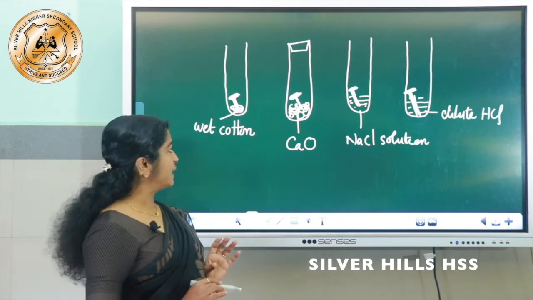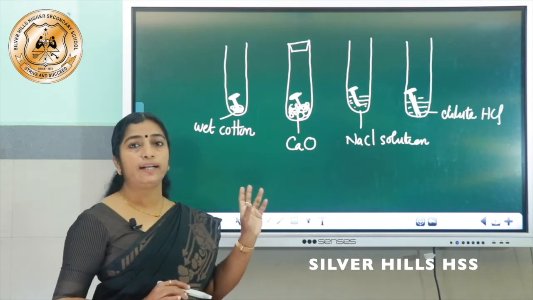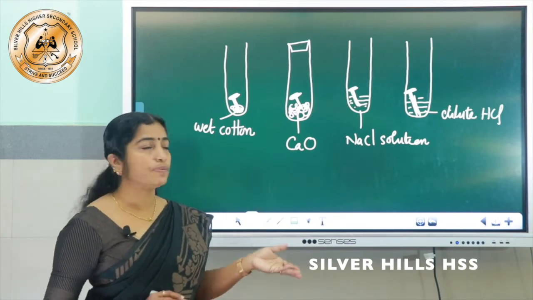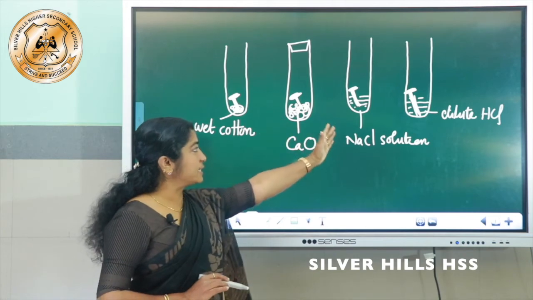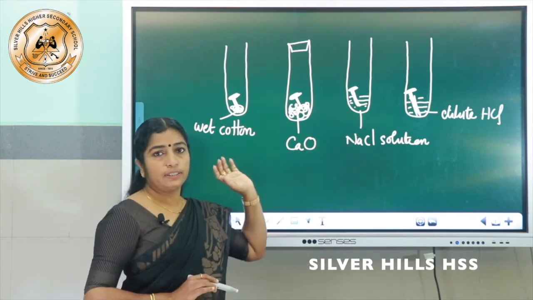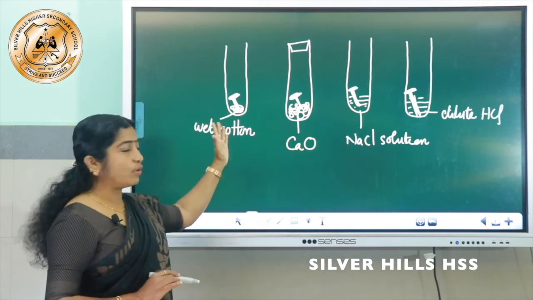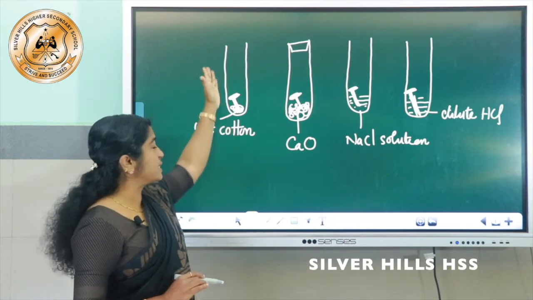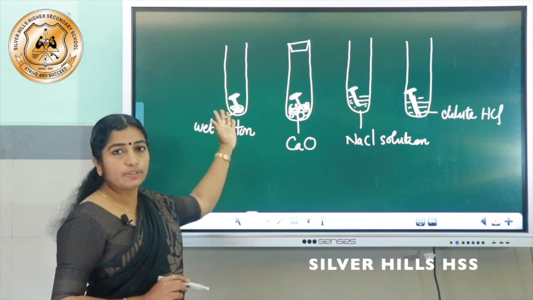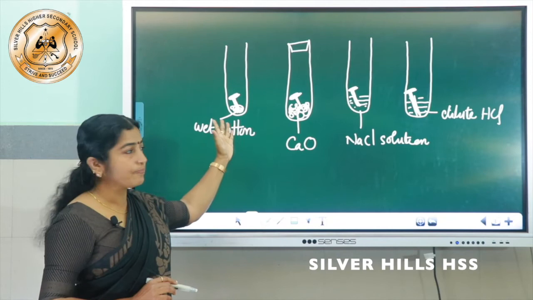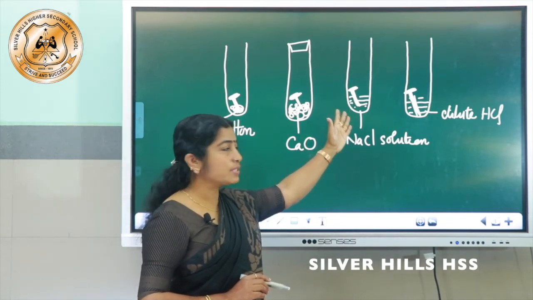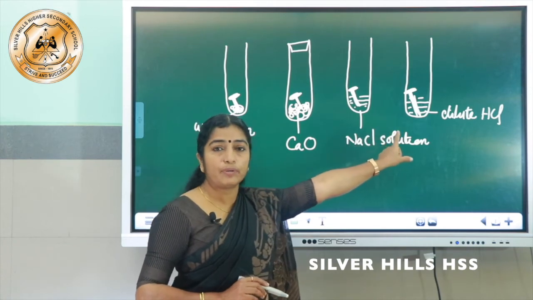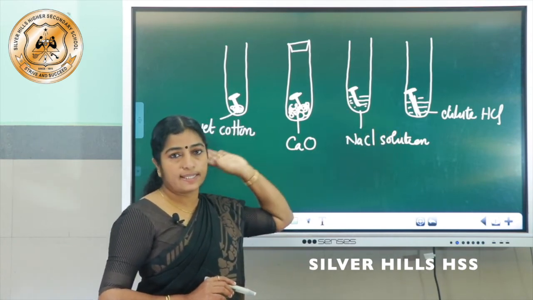We can see that in some test tubes the iron nail got rusted. In which test tubes did the iron nail rust? In the first test tube, third and fourth. Here it is kept in wet cotton, so it reacts with the oxygen in the presence of moisture, and rusting takes place. In the sodium chloride solution, rusting takes place. In dilute hydrochloric acid, there also rusting takes place.